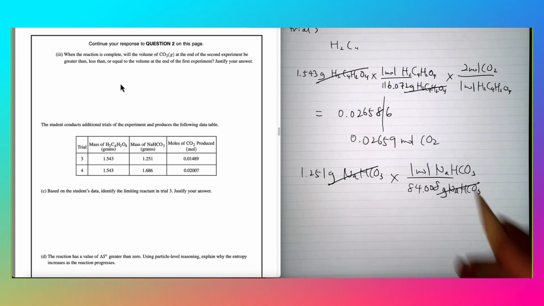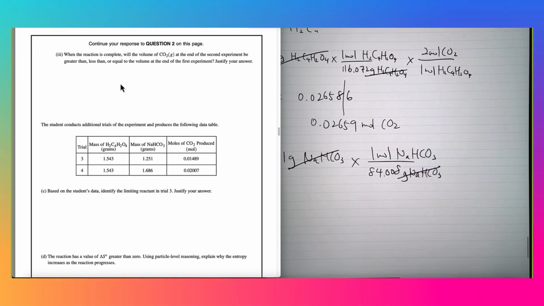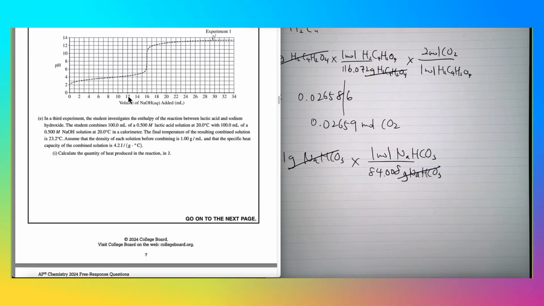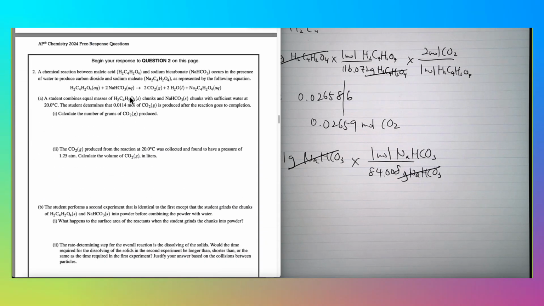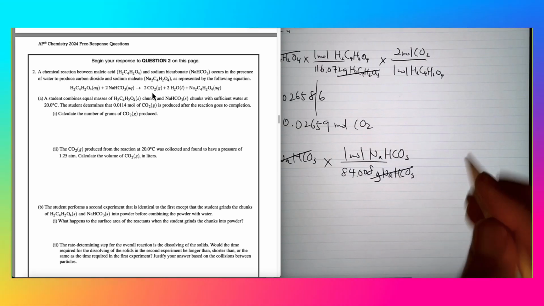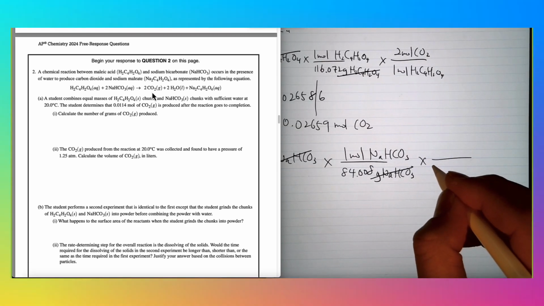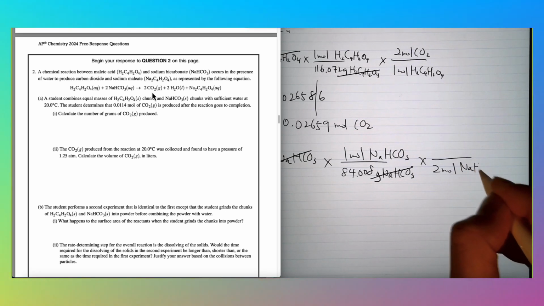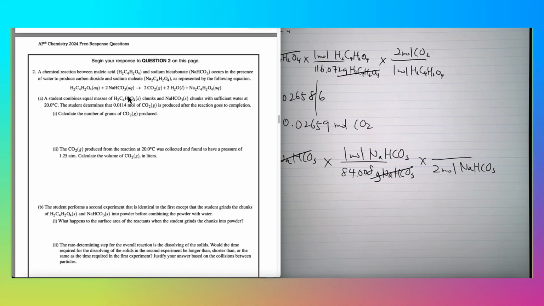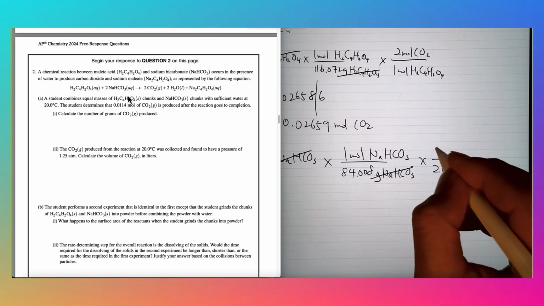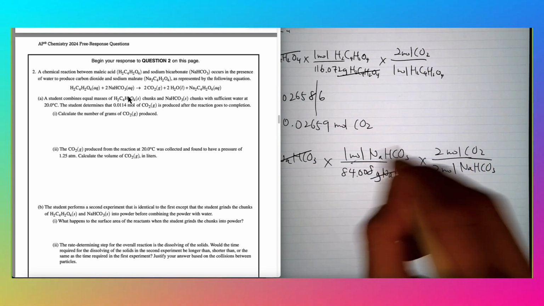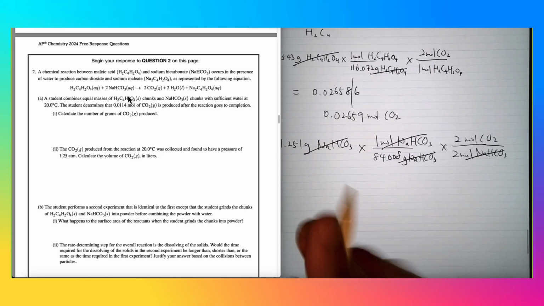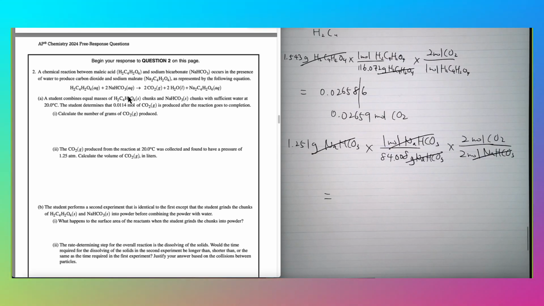Okay, then we cancel out the grams. Now this is tricky unless you paid attention to the balanced chemical reaction. In the moles of reaction, we need to consume 2 moles of sodium bicarbonate to make 2 moles of carbon dioxide. So you need to put 2 moles of sodium bicarbonate. Again, that's all from the coefficients of the balanced chemical reaction, and it's giving us 2 moles of carbon dioxide. And we cancel out the undesired unit. And then we're gonna compare which one is smaller.